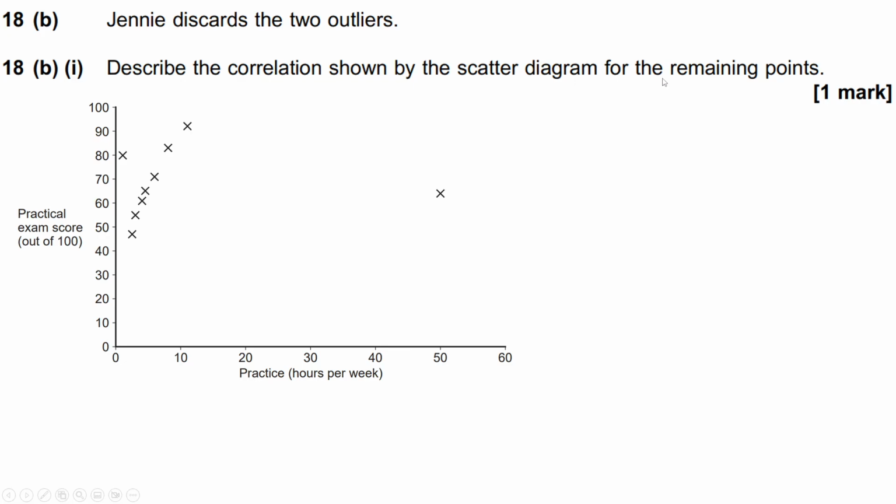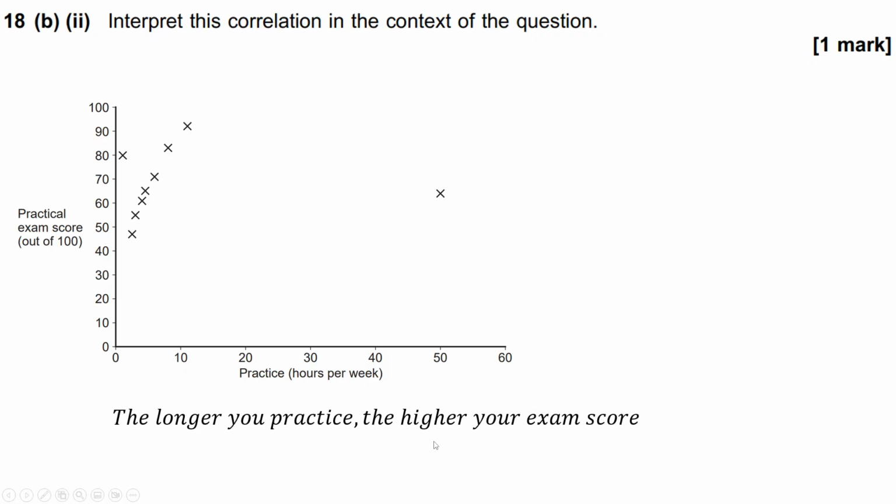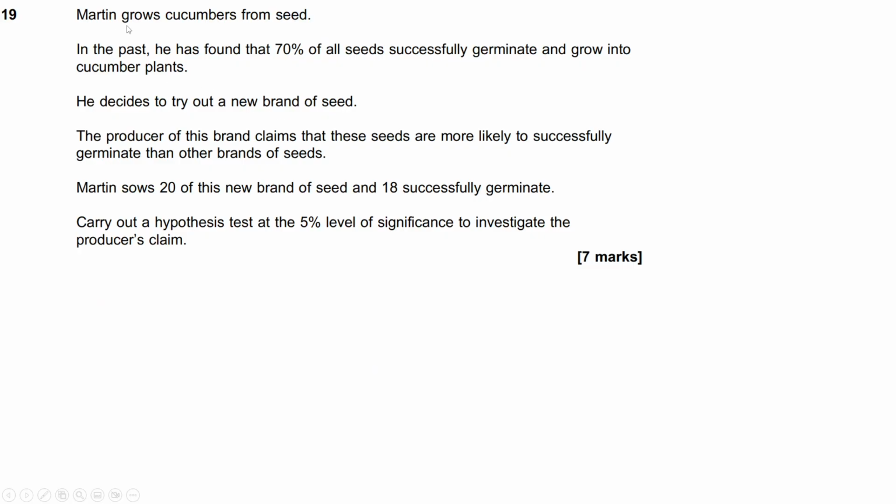Describe the correlation shown in the scatter diagram for the remaining points. So we're discarding these 2 outliers. There's a strong positive correlation. It's strong because you can obviously see that it's got a very steep gradient. It's positive because it's going from bottom left to top right, and correlation is correlation. Interpret this correlation. I've already explained this. The longer you practice, the higher your exam score.